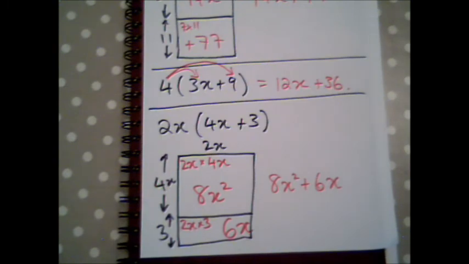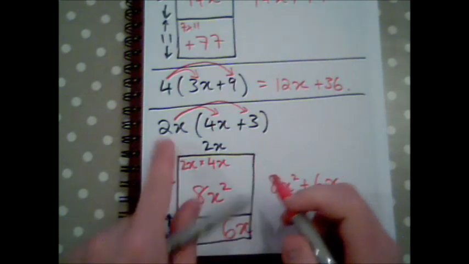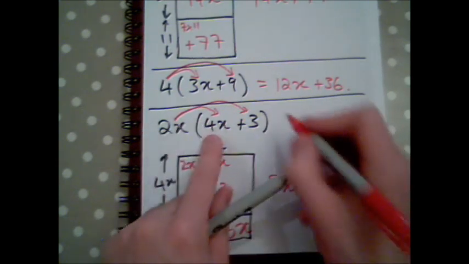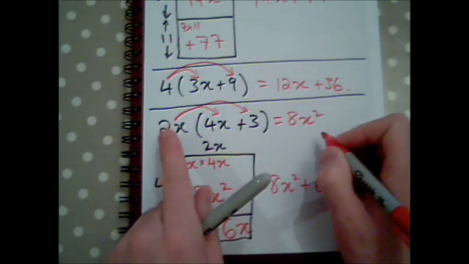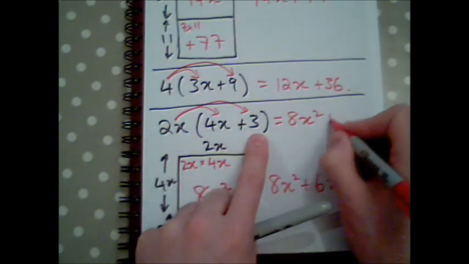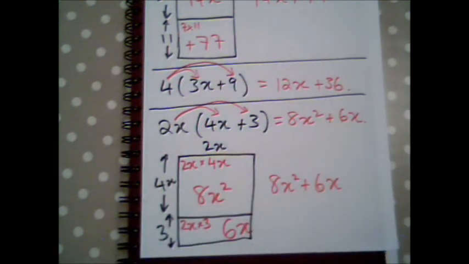And again, if you'd spot it, you can do it with the arrows. So you can say 2x by 4x, 2 4s are 8, x by x is x squared, 2x by plus 3 is plus 6x. So either way it will work out. So that's multiplying brackets, at least where everything's a plus.